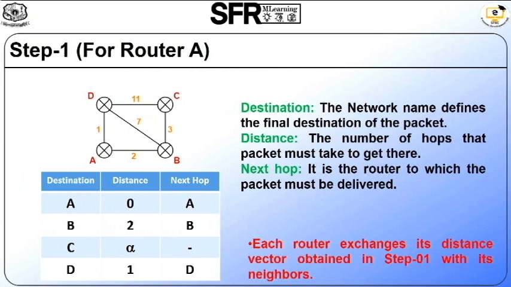Here from the example I have derived the router table. From A to A there is no route, so it should be 0. From A to B the immediate link cost is 2. From A to C we are not getting any immediate link, so it should be infinity. From A to D there is a link with cost 1, so it should be 1.